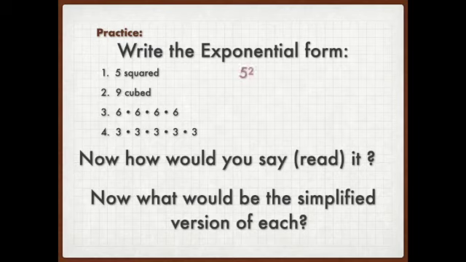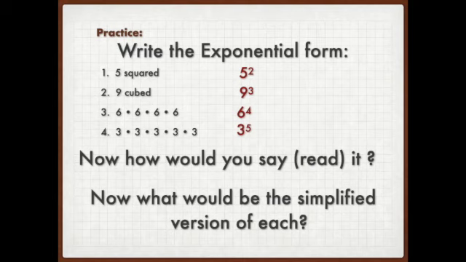So let's take a look at that. 5 squared, 5 with a 2. 9 cubed, 9 with a 3. Okay, 6 with a 4, and then 3 with a 5. Okay, 5 superscript, fifth power. So how would you read it? Okay, 5 squared, 9 cubed, 6 to the 4th power, 3 to the 5th power.